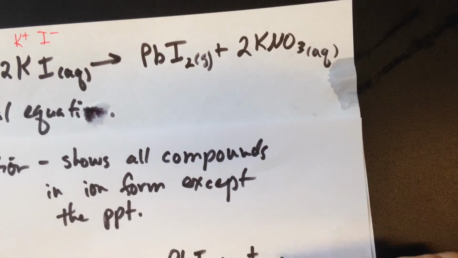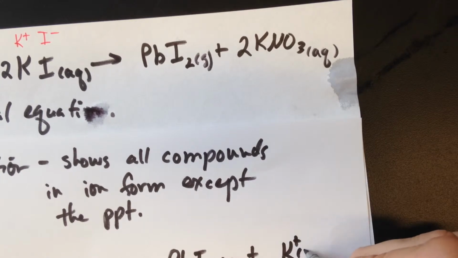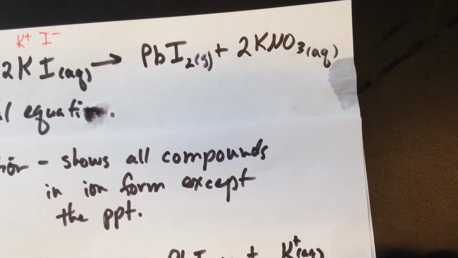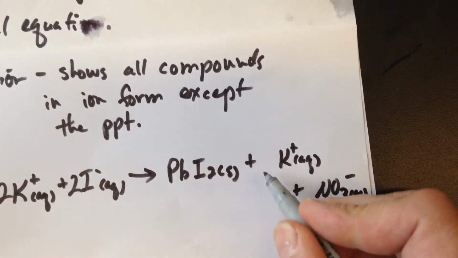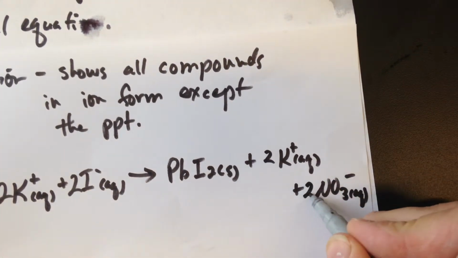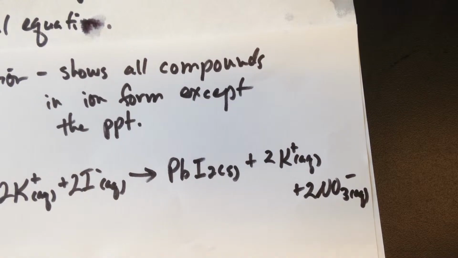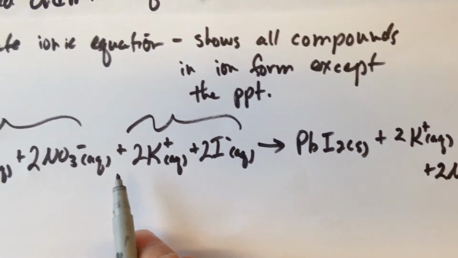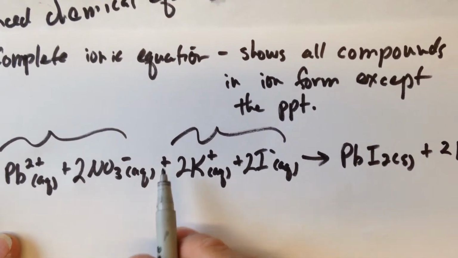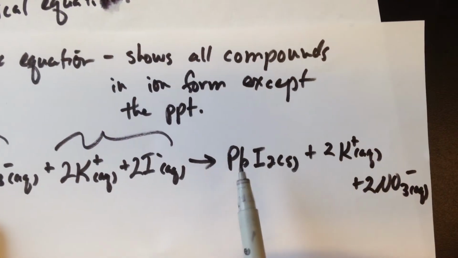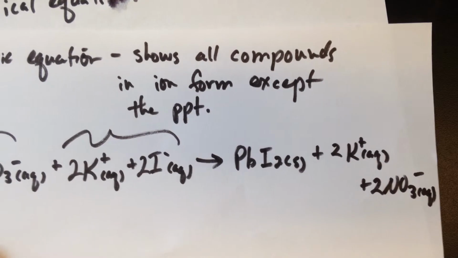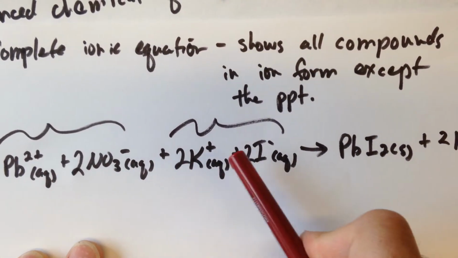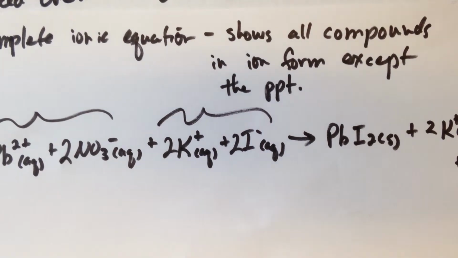And KNO3, K plus, AQ, plus NO3 minus, AQ. And of course here I have 2 Ks and 2 nitrates, so I put my 2's in front of there. So that is my complete ionic equation. The first two compounds in the reactant split off into ions, my precipitate, and my other two ions. Okay? Now we'll notice something here. There are two, so the lead and the iodide come together to form the precipitate.